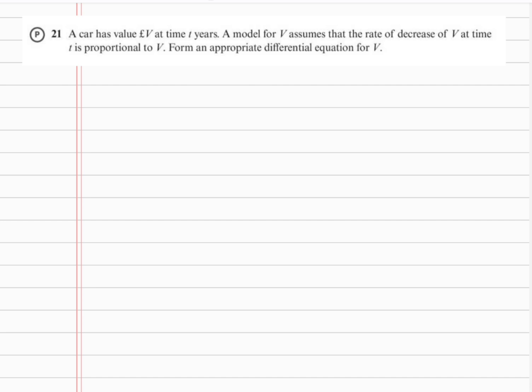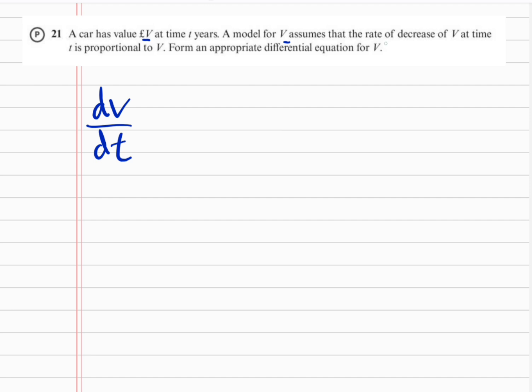So to form differential equations, you need to understand the behavior of the variables that you have in the question. In this case, the two variables we have are v, which is the value, and t, which is obviously time. So in this question, we want to analyze the rate of change of the value of the car over time. So now that we know we want the rate of change of the value of the car, it's going to be to do with dv by dt.